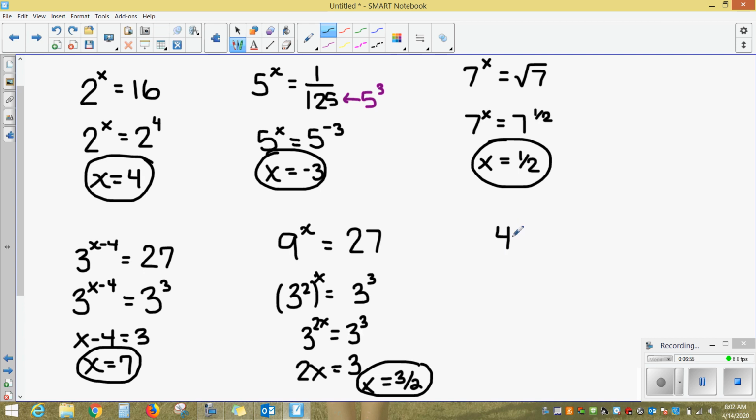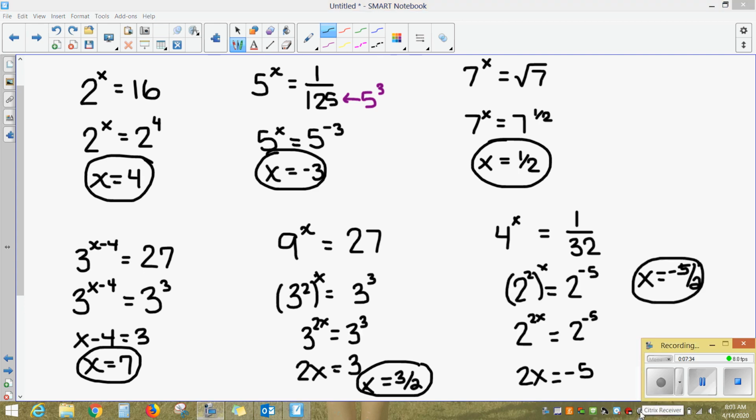Okay, so maybe I have 4 to the x equals 1 over 32. Again, 32 is a multiple of 4, but not a power of 4. However, think about what smaller number than 4 that both 4 and 32 are powers of. Write both sides as powers of that number, and then you can set the exponents equal to each other, and then you can solve for x. Go ahead and pause it if you want to try it on your own. Turn it back on when you're ready to see the answer.